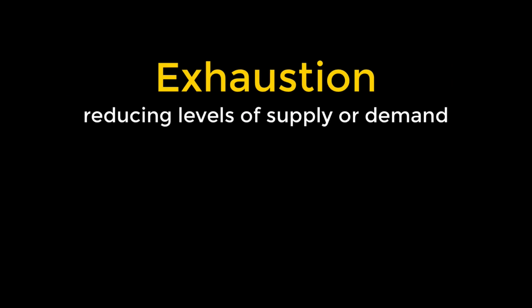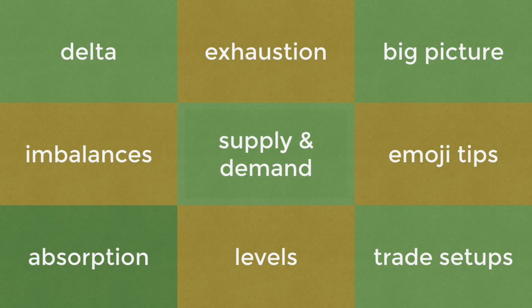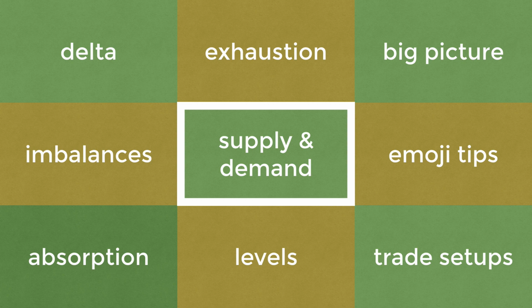So now we've started to consider how we bring supply and demand concepts to life using the Emoji Trading Order Flow suite. And we've started this by considering exhaustion, or what happens when we run out of buyers or sellers. In our next video, we'll examine how to highlight other signs of supply and demand.